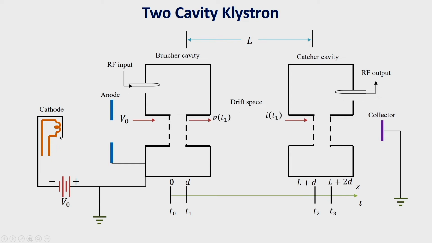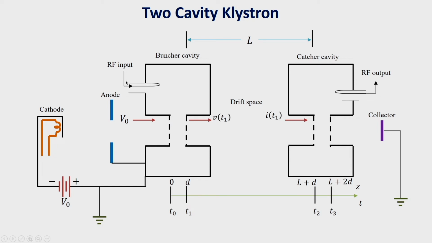Here we have a cathode which is heated and it emits electrons, which are accelerated by the anode, and these accelerated electrons pass through the anode. We have two specially designed cavities, and here the cavity walls are made narrow, and the electrons can pass through them.